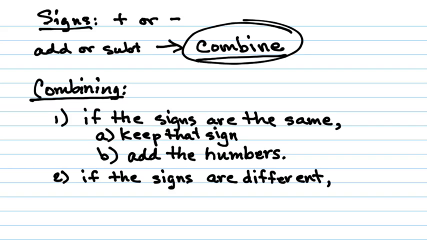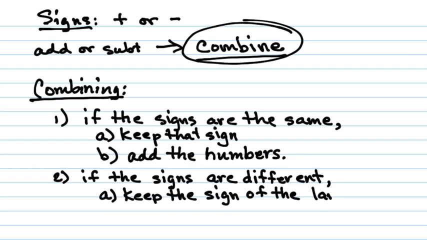So, different signs. If that's the case, we're still going to keep a sign, but what we're going to do is we're going to keep the sign of the larger number. Exactly. Now, I know that on a number line, if you have negative 12 and positive 2, positive 2 is really bigger, right? But we're not worried about the sign here. What we're just looking at is just the number. It's something called the absolute value, just the number part.